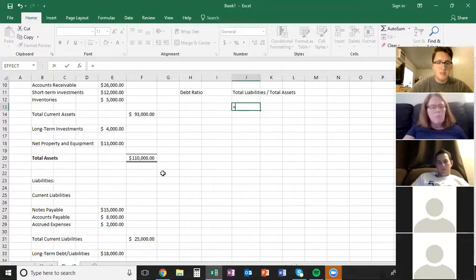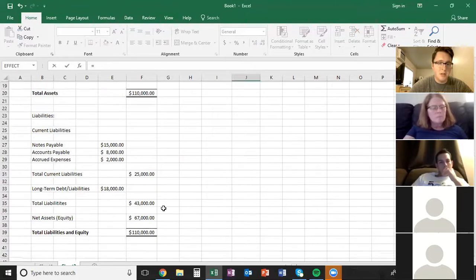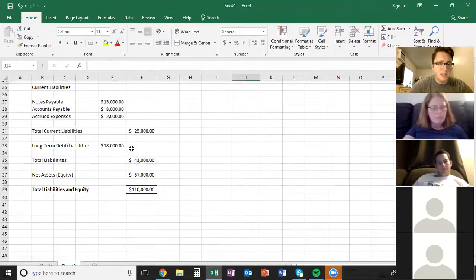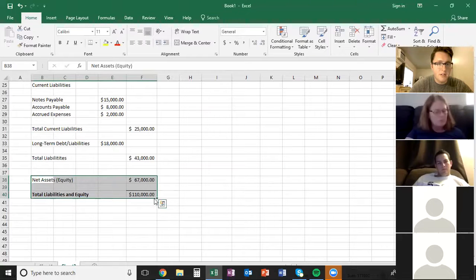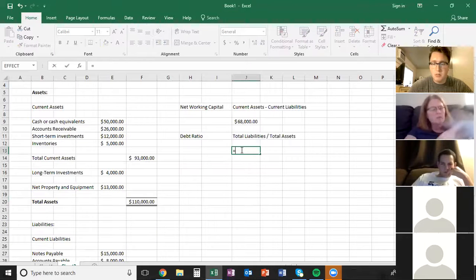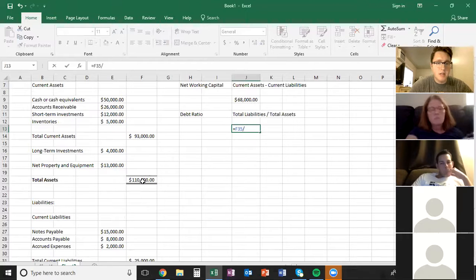That would be total liabilities down here, including long-term liabilities and long-term assets. I actually need to add that item here real quick. That should be something you have on your balance sheet. I'm so sorry that I left that out. Oh, I did have it. Here we go. Total liabilities divided by total assets.